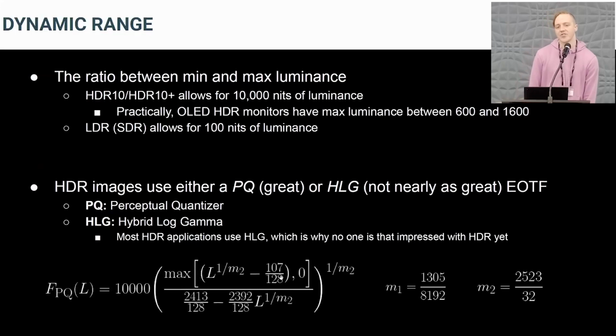There's also this notion of dynamic range in color volumes, which is simply the ratio of min and max luminance, or I should say max and min luminance. HDR, or high dynamic range, allows for up to 10,000 nits of max luminance, whereas LDR only allows for 100. HDR attempts to make use of this higher allowed luminance using a much different EOTF than LDR. And namely, it uses something called the perceptual quantizer EOTF. Which is exceptional, but you'll commonly also see hybrid log gamma used, which is not nearly as exceptional.